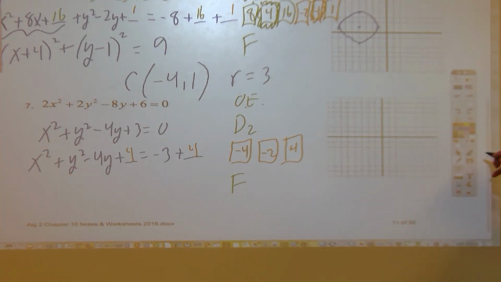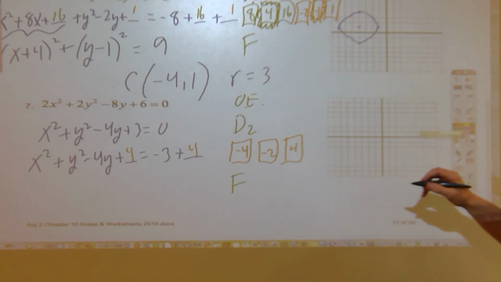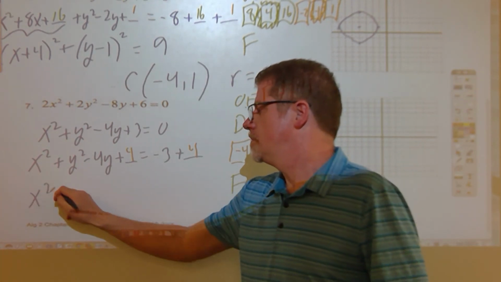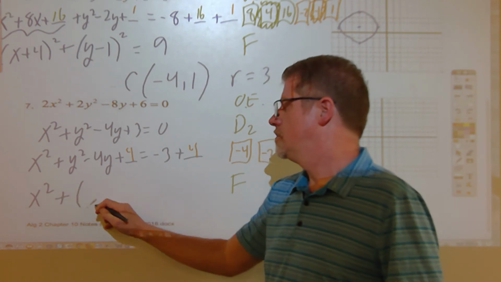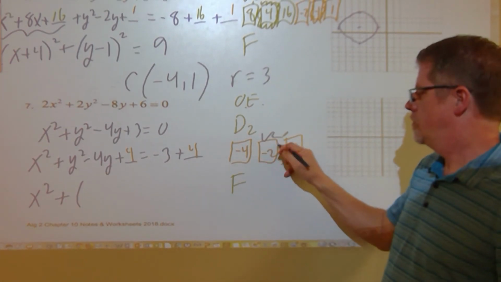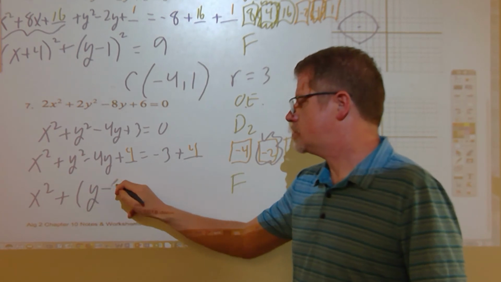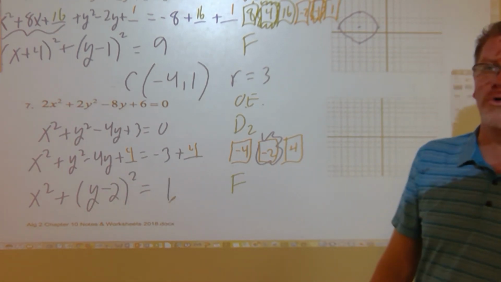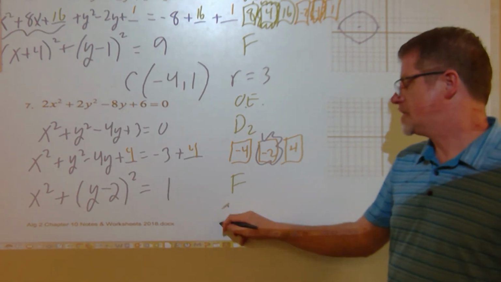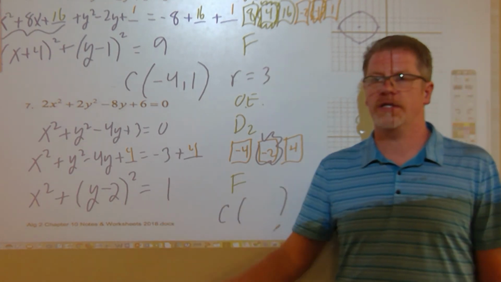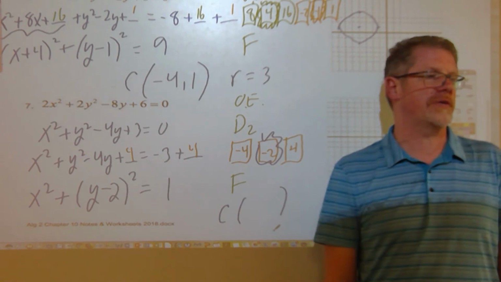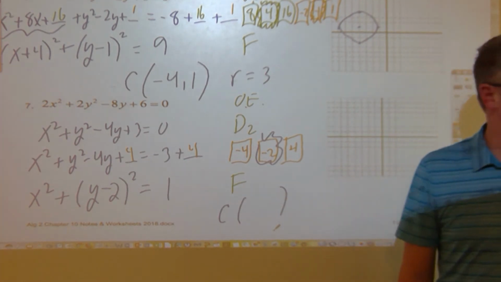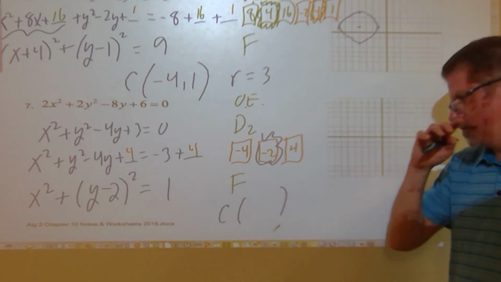Let's go with Anna. Would you tell me what the next line of mathematics should be? x squared plus y minus 2 squared equals 1. Boom. What's the center? Based on what you're seeing there, it's a standard form. You can think of x squared if you want as x minus 0 quantity squared. So, Jack, what are the coordinates of the center?